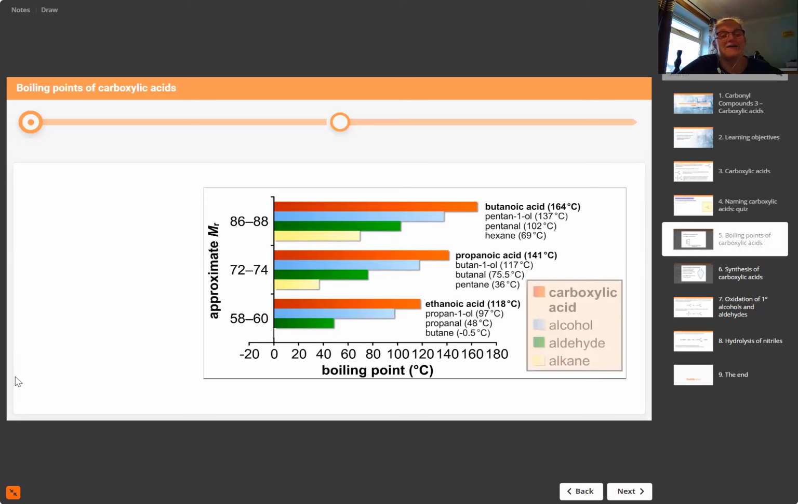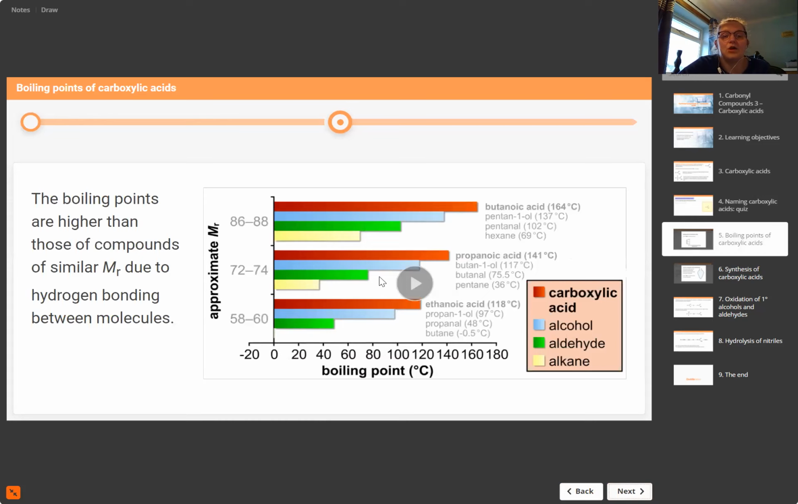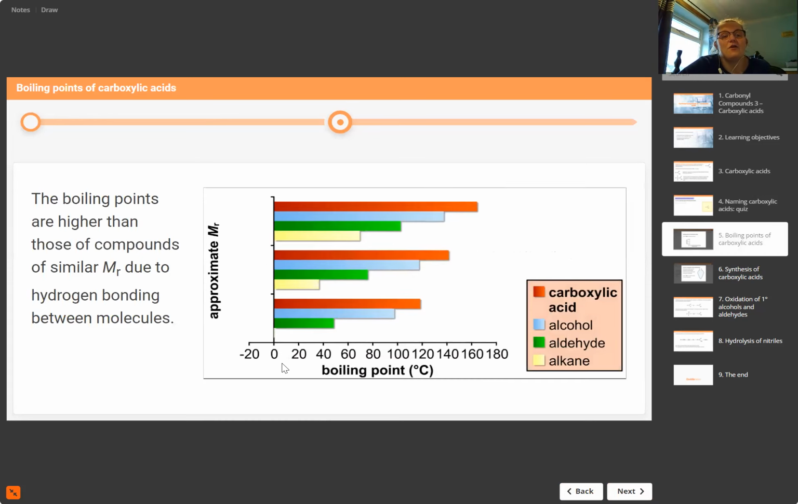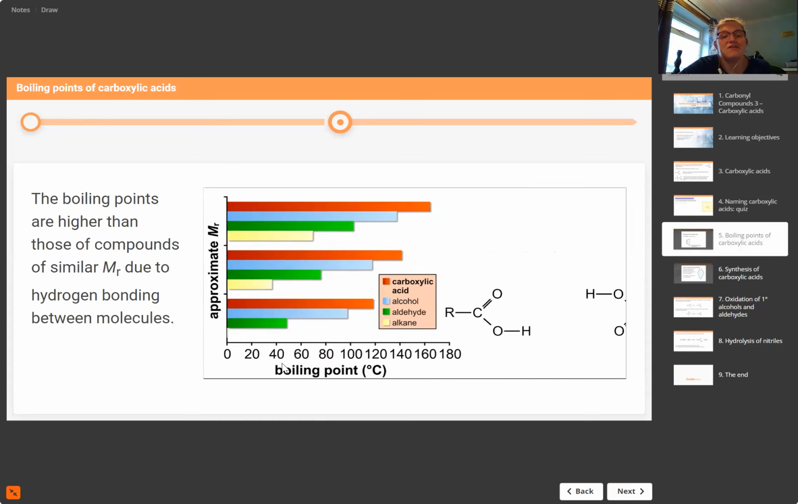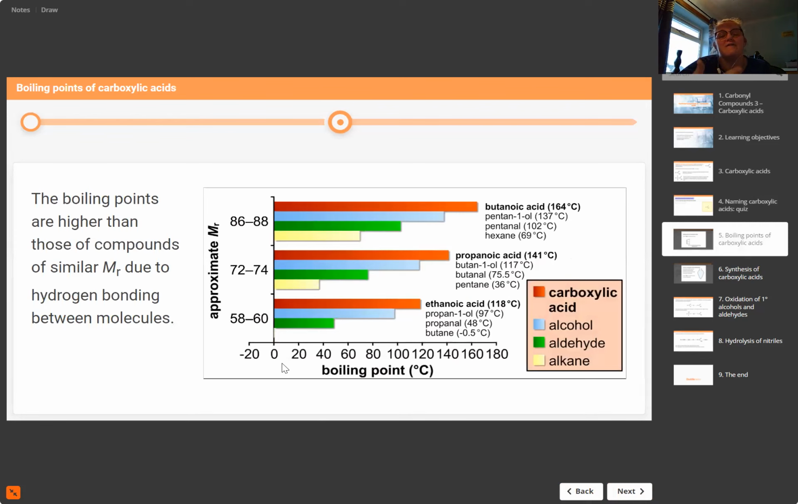Carboxylic acids have a higher boiling point than alkanes, aldehydes, and alcohols, and these increase with the molecular size of a molecule. The boiling points are higher than those of compounds of similar molecular mass, and that's due to the hydrogen bonding between the molecules. So it's going to have those van der Waals forces, it's going to have those dipole-dipole interactions, but it's also going to have that hydrogen bonding.